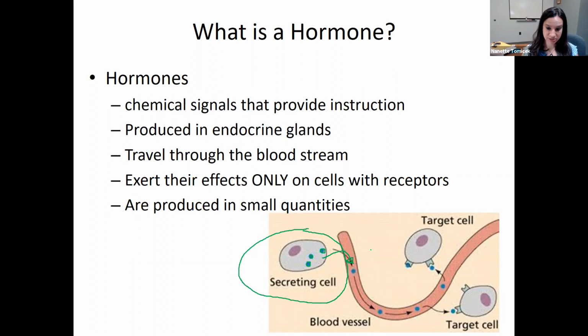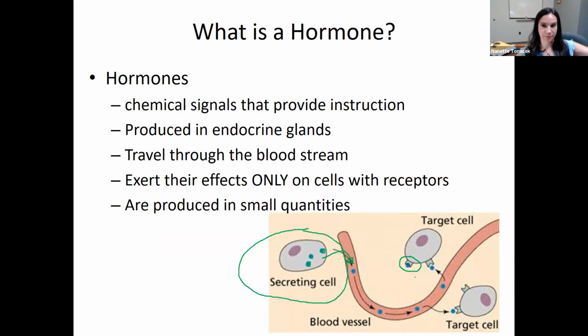How does it know where it's going? Well, it doesn't. Okay, it's a little bit of luck here. The target cells are going to have receptors specific to a hormone, and they're going to be on the surface there. So the target cells are going to be the only cells that are able to respond to that hormone because of the receptor.